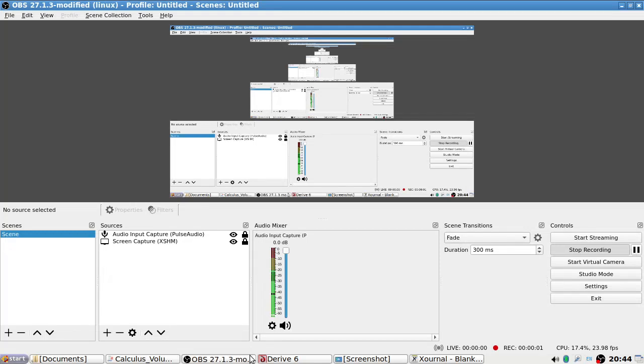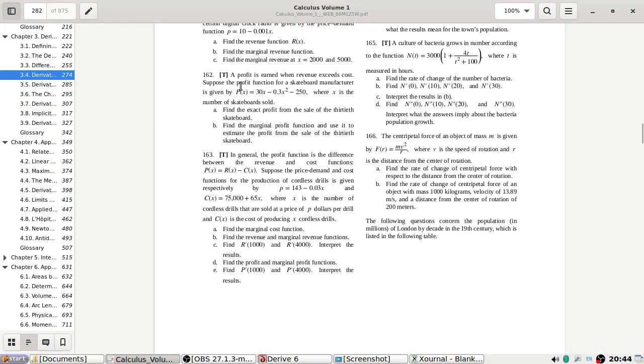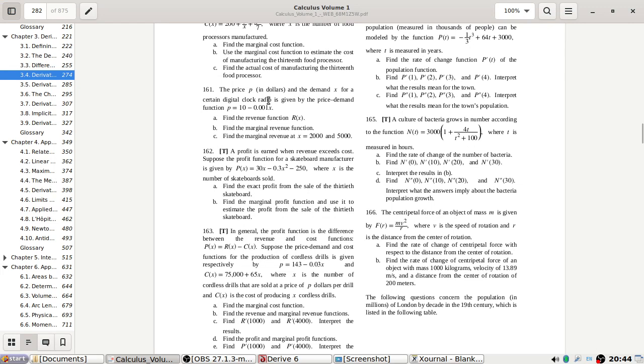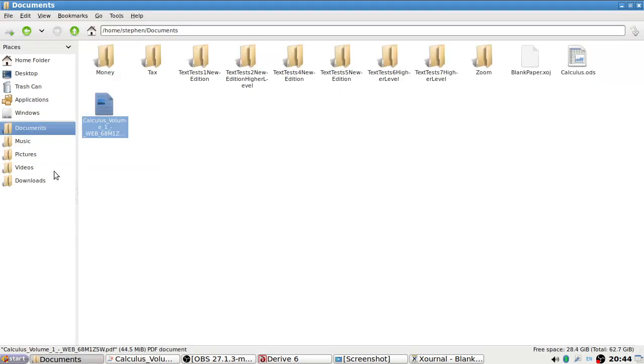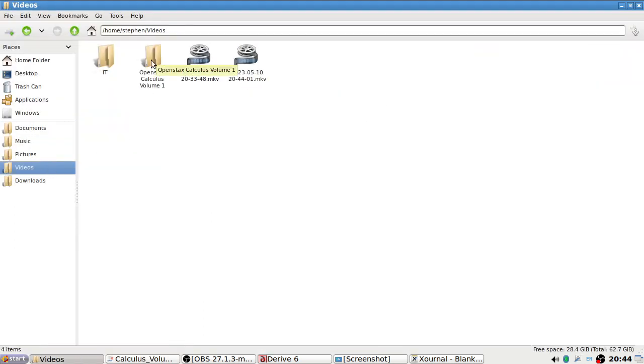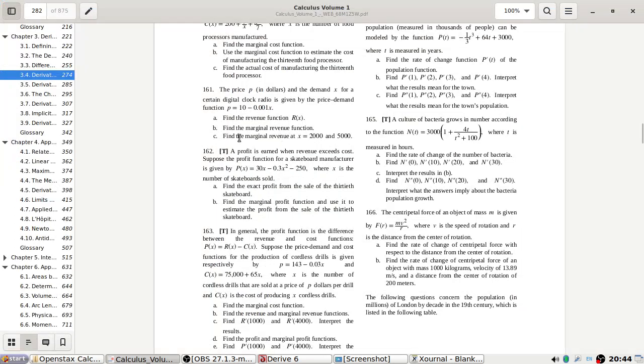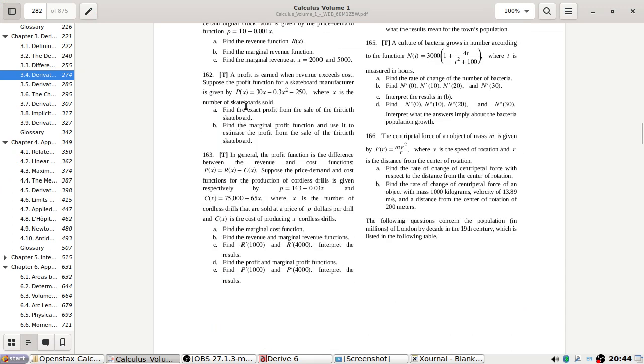Okay, let's continue. Where am I? Did I do this one? Where did I finish last time? Finished at 161, so I'm on to 162.